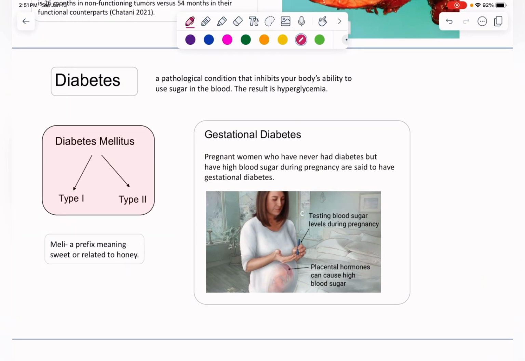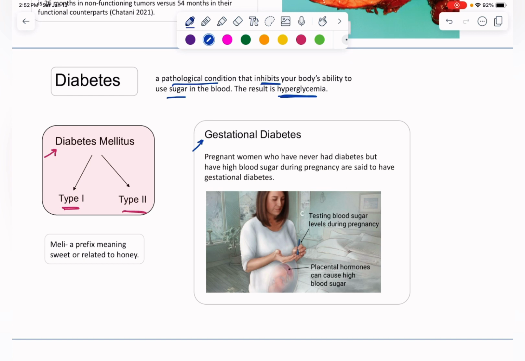Okay, now let's talk about diabetes. There's a few different types of diabetes. There's diabetes mellitus that we're probably most familiar with, and that includes both type 1 and type 2 diabetes. But there's also what's called gestational diabetes. What all these have in common is that it's a pathological condition that inhibits your body's ability to use sugar in the blood. So they're unable to take up sugar from the blood, and the common thread is that it results in hyperglycemia, high blood sugar levels, because your cells can't take glucose from the blood inside the cell. They can't respond to insulin.